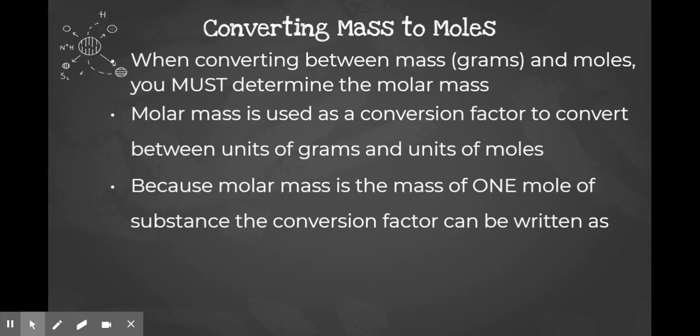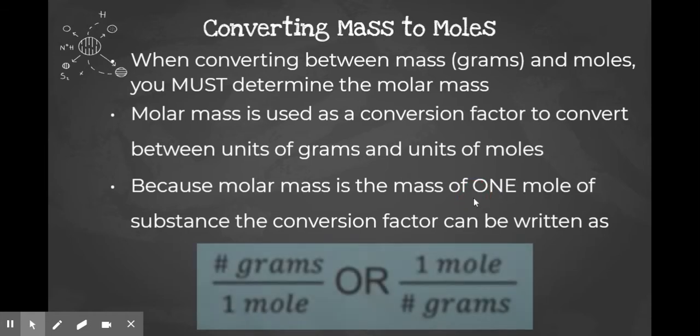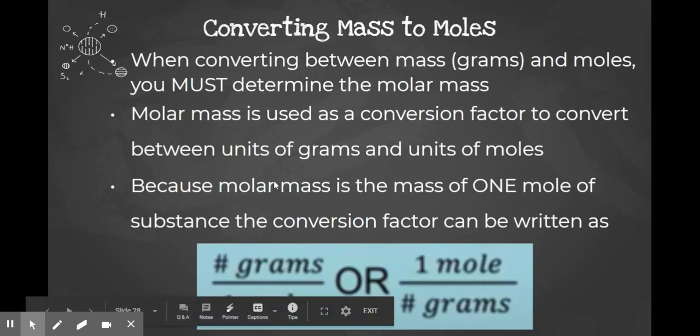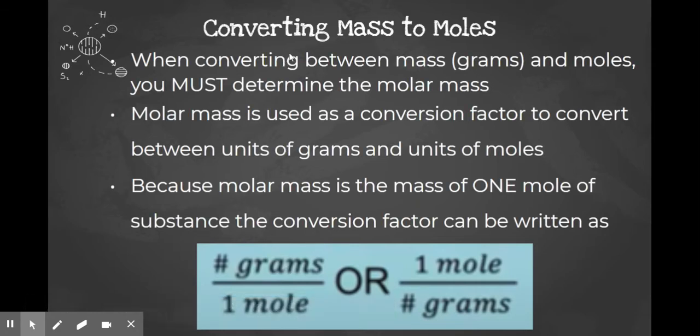And because this molar mass is the mass of 1 mole, the conversion factor looks like this. So we get number of grams in 1 mole, or 1 mole in the number of grams. Just like with the dollars and quarters. We'd have 4 quarters over $1, or $1 over 4 quarters, or 60 minutes over 1 hour, or 1 hour over 60 minutes, right? All of those are ratios, conversion factors, however you want to describe them, that allow you to convert between one thing and the other.